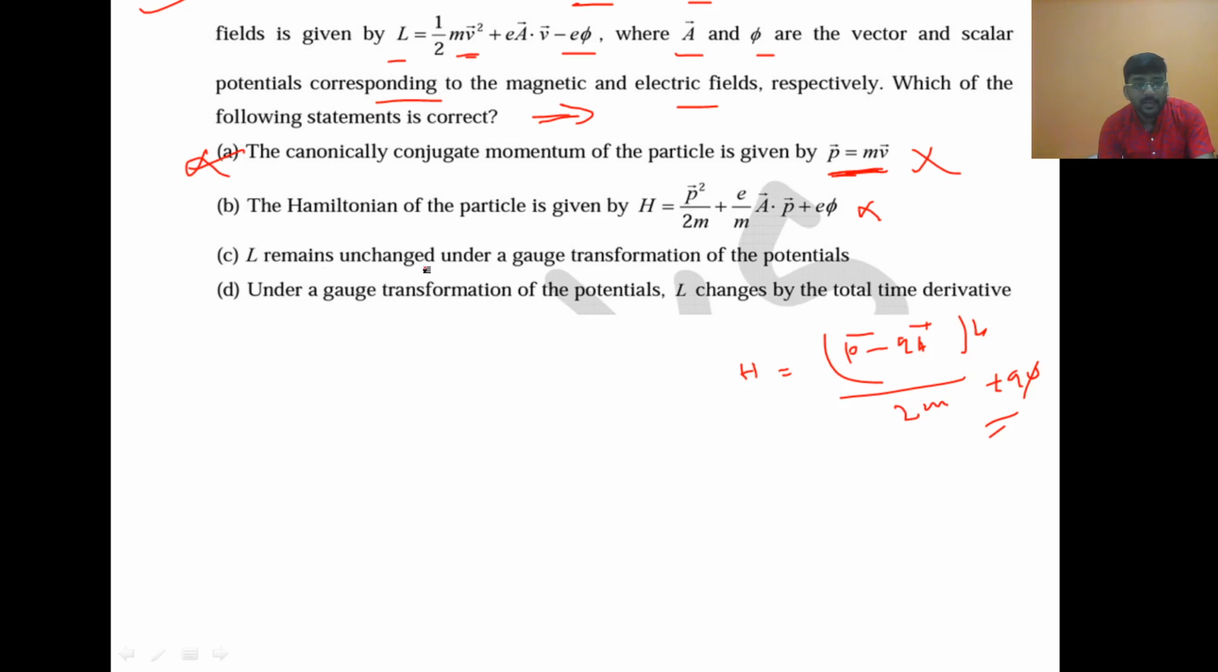Now, L remains unchanged under a gauge transformation of the potentials. This is also not correct, because we have seen in the theory part that under gauge transformation L is not invariant, okay, so L must vary. So D will be the correct answer, that under a gauge transformation of the potential L changes by a total time derivative. Okay, so this will be the correct answer. Option D is correct here also. Okay, now let's move to the next question.